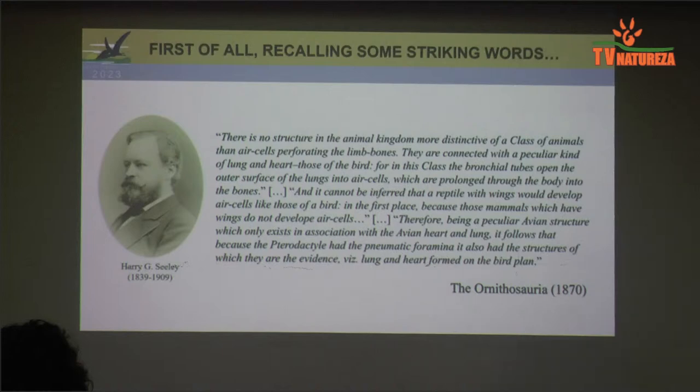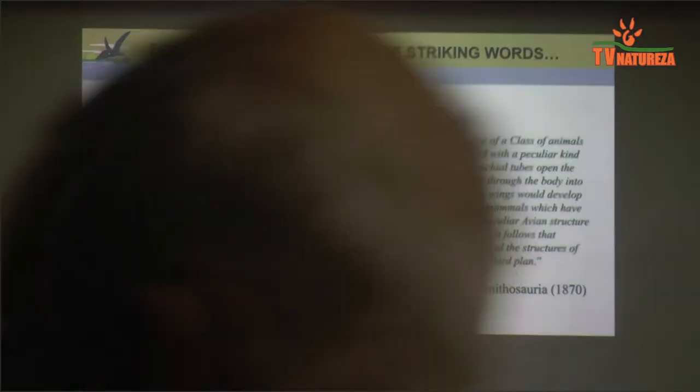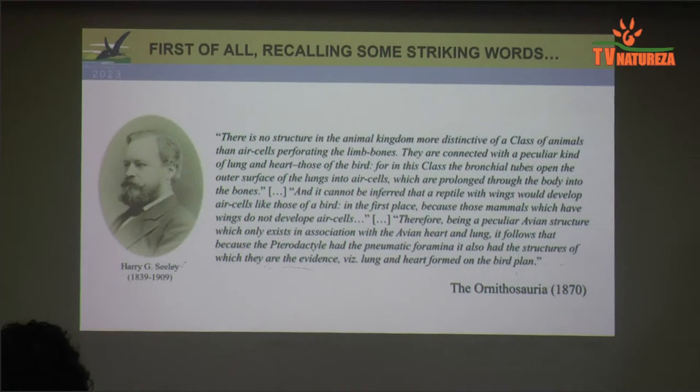That anatomical concept, just talking about birds, was very interesting because the pulmonary system in birds is very peculiar in comparison with other amniotes, with other vertebrates. He also said it cannot be inferred that a reptile with wings, referring to pterosaurs, will develop air cells like those of a bird, in the first place because those mammals which have wings do not develop air cells. He was talking about bats.